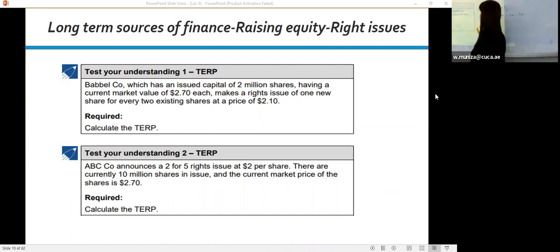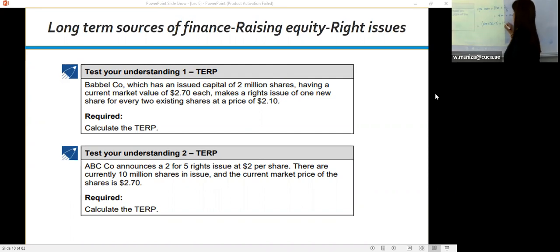So we have to apply the formula. That is market value of the existing shares. Existing shares are 10 million and their market value is 2.7, plus proceeds from the new issue. The new issue is how much? 4 million. The proceeds from this issue is $2 per share, divided by the total number of shares, that is 14 million. So this will be the theoretical ex-rights price.